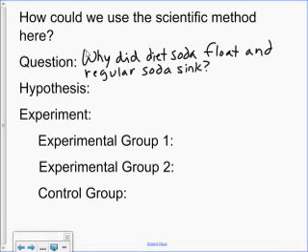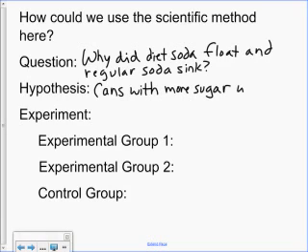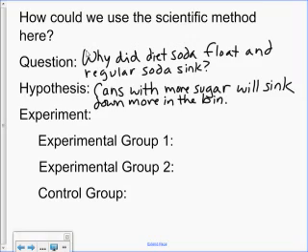So for my hypothesis, I'm going to put that cans with more sugar will sink down more in the bin. Okay, so I mean that's pretty specific. I can test this. You want to make sure that your hypothesis is testable. And I'm pretty sure I can test this. So if I have cans and I increase the amount of sugar in it, I should see that the can should move down in the water.